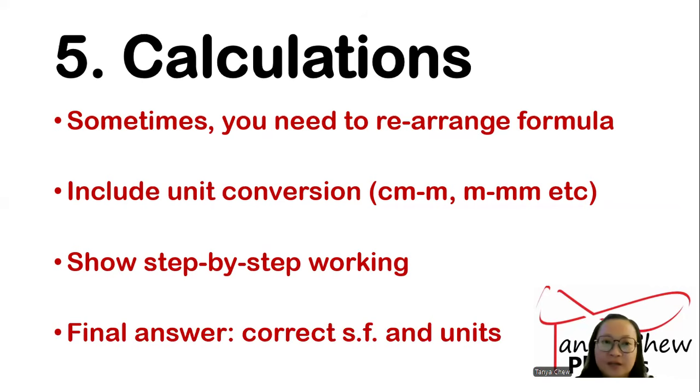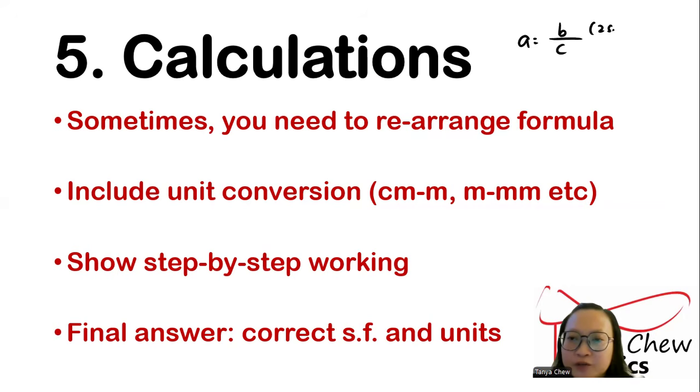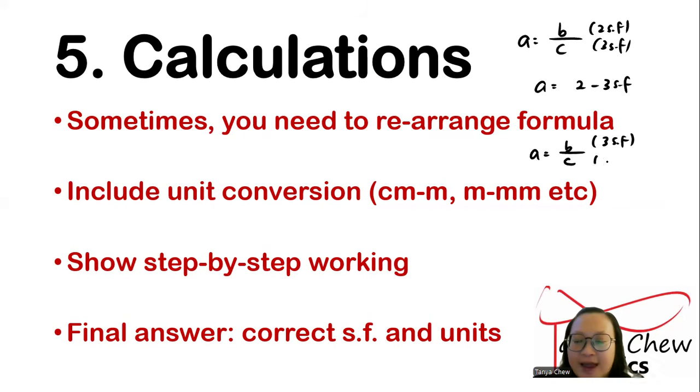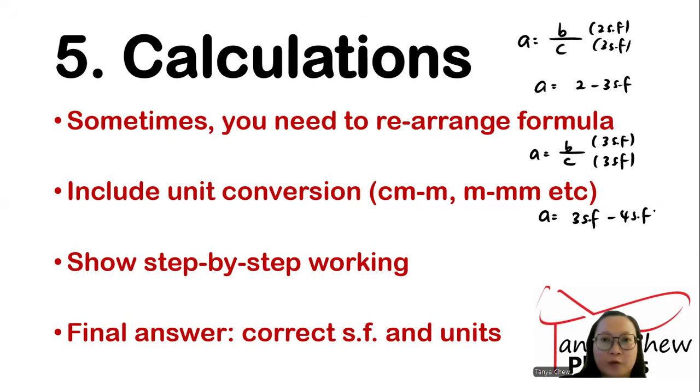The number of correct significant figures depends on the data that you use for your calculation. Let's say A is equal to B divided by C. B has two significant figures, C has three significant figures. So for A, you can choose to put 2 to 3 significant figures. Or A is equal to B over C, or B multiplied by C. B has three significant figures, C has three significant figures. You can choose to put A as three significant figures or four significant figures, which is up to one significant figure higher than the significant figures of the raw data.